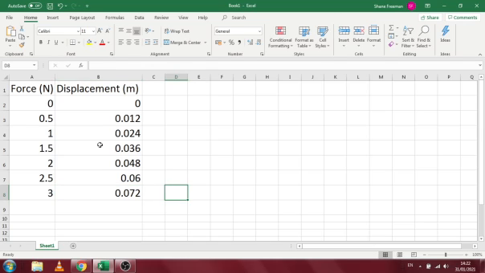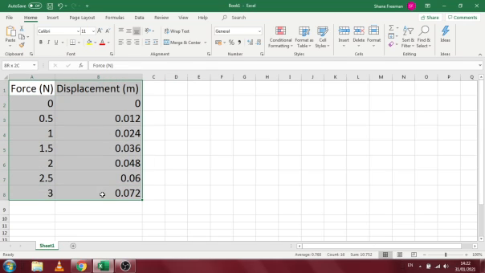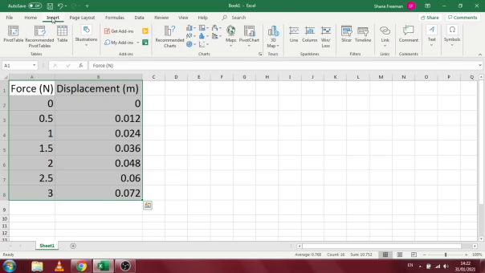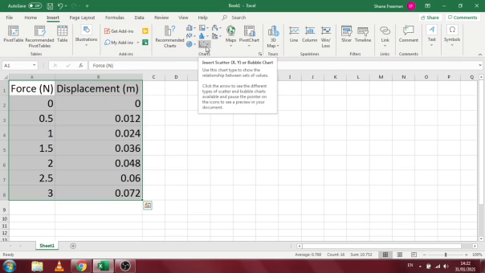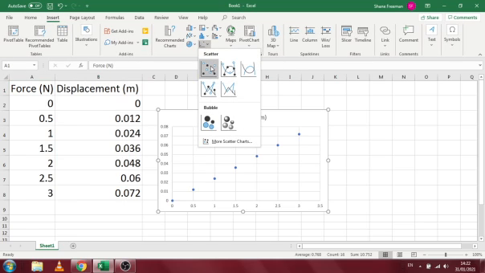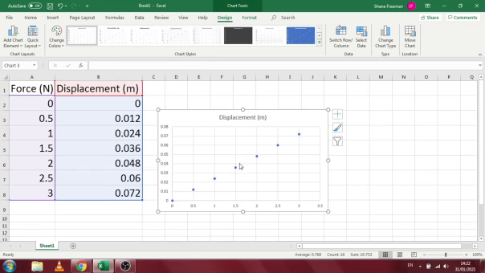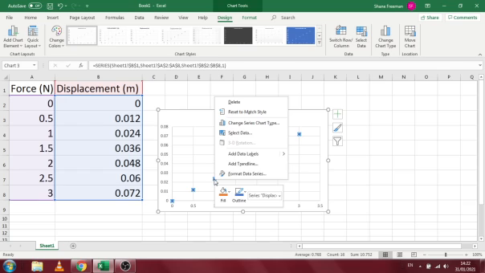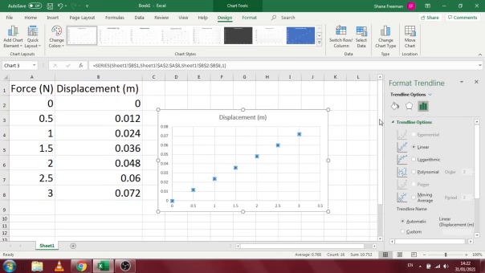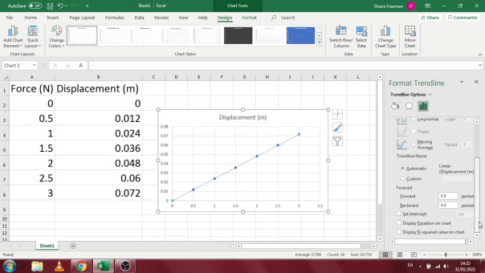So this is my data, and I then need to graph this data. If I highlight this, I'm going to insert, and then I pick charts, and I'm going to get my XY scatter. So this plots my x versus my y. At the bottom I can see I've got my different forces, and up at the side I've got my different displacements. I can click on this, right click, and then I can add a trend line, and it's going to be a linear relationship, and that's all fine.